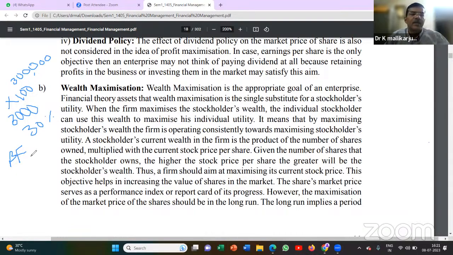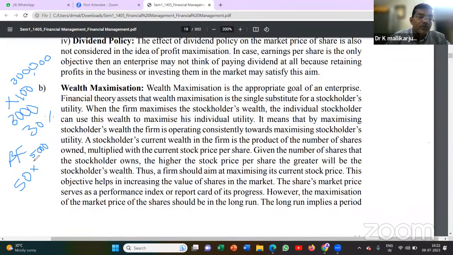But this year, the company profits are increased. The company EPS increased by 50%, and the share price also increased to 5,000. Why did the company share price increase? Because of the company profit. The company is performing well, and because of that the share value increased.